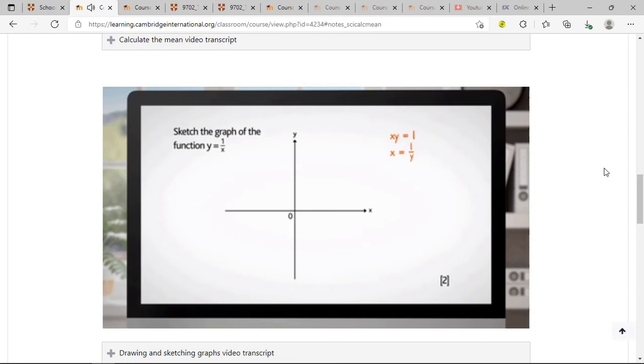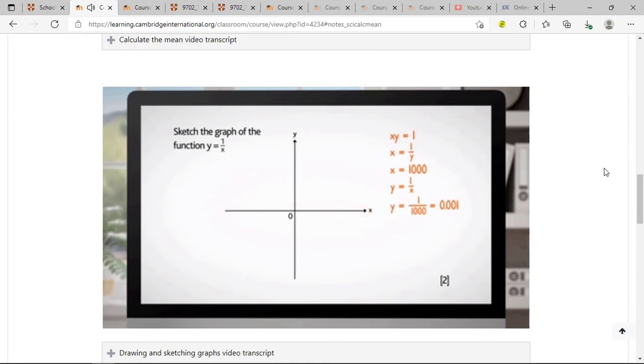When x is very large, what happens to y? Let's say x is 1000. Then y would be 1 over 1000, or 0.001. As x gets larger and larger, y gets smaller and smaller, but it never reaches 0. The graph gets closer and closer to the x-axis, but it will never reach it as y cannot be 0. The x-axis is called an asymptote of this section of the graph.